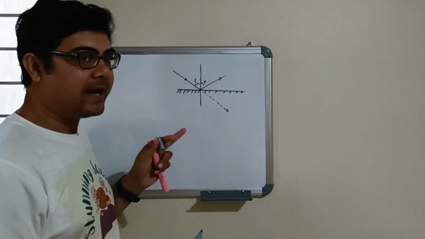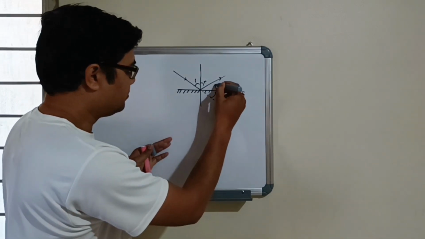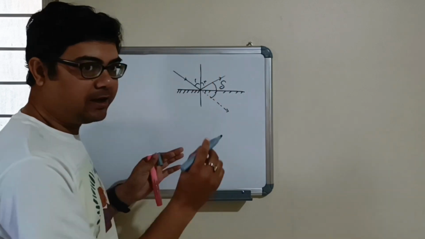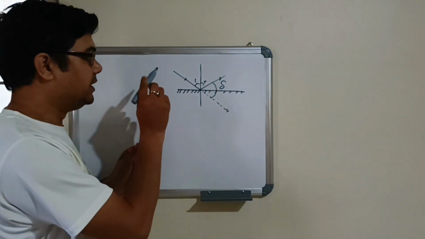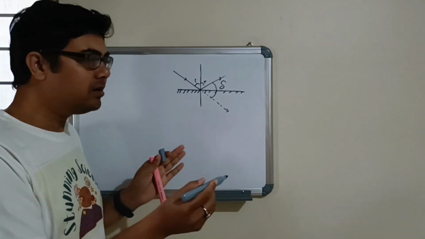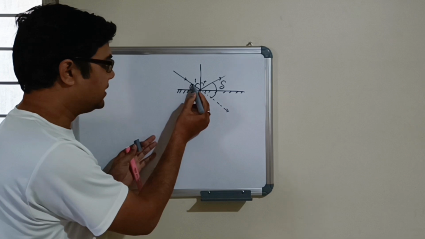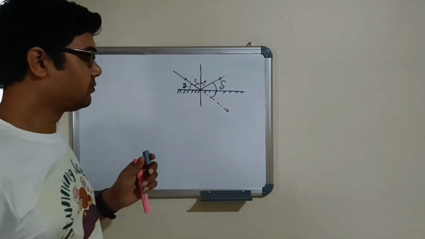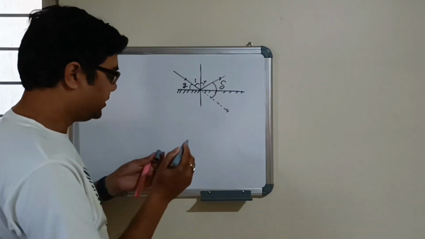This angle is known as the angle of deviation, delta, and the incident ray makes an angle with the reflecting surface of the mirror. It is known as the glancing angle G. So this is our 90 degree.